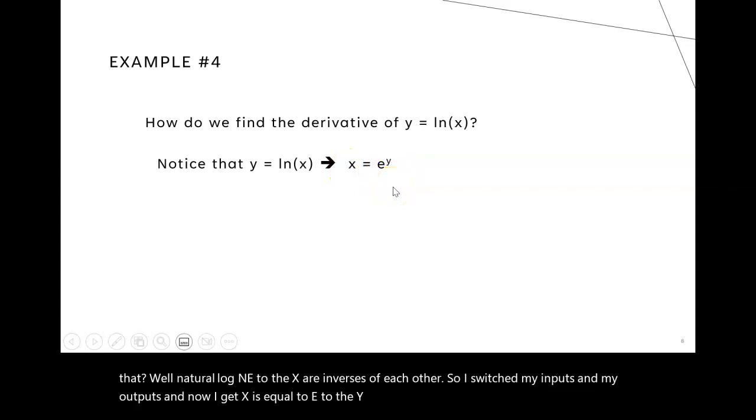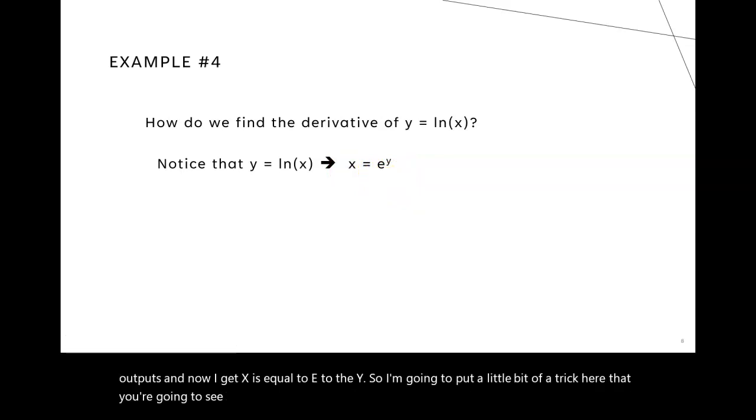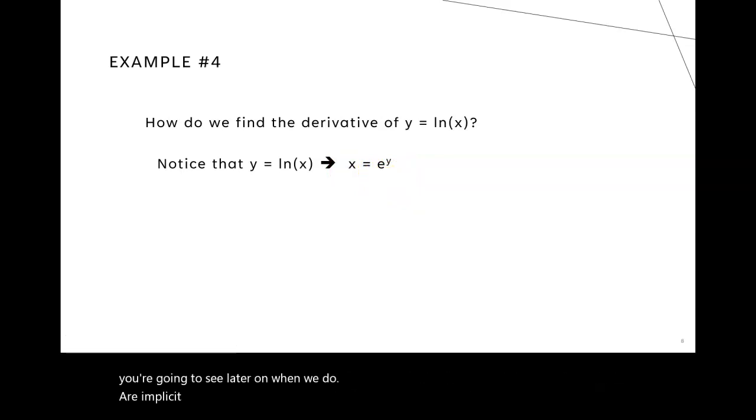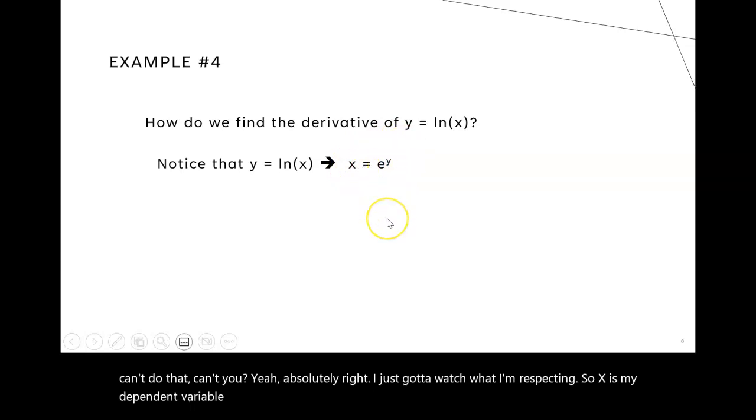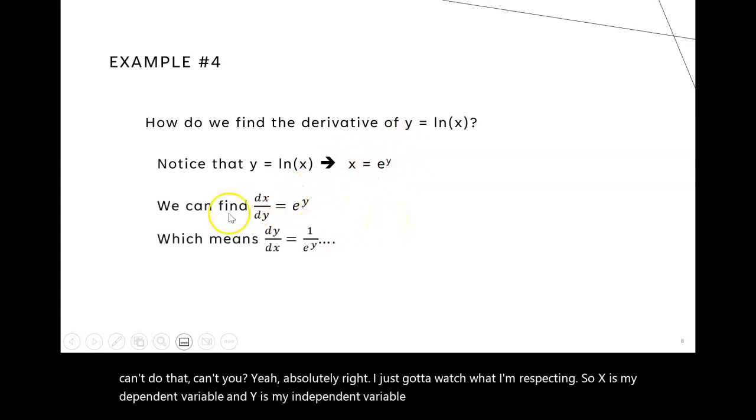So now I'm going to pull a little bit of a trick here that you're going to see later on when we do our implicit derivatives. And I'm going to take the derivative of x with respect to y. Whoa, you can't do that, can you? Yeah, absolutely. I just got to watch what I'm respecting. So x is my dependent variable and y is my independent variable. So that means that dx/dy is equal to e to the y.